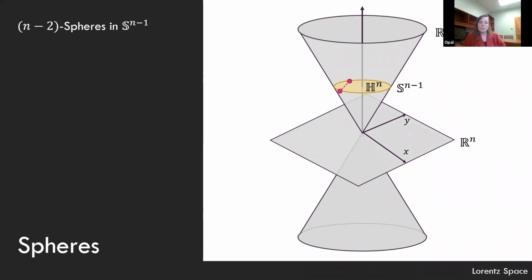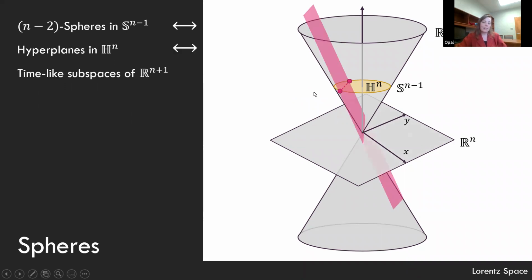If we're looking at an n-2 sphere in the n-1 sphere, in our picture that looks like just these 2 points, because this is S1, so our n-2 sphere is represented by those 2 points there. Then within hyperbolic n space, that's going to pick out a hyperplane to go with it. And that in turn is going to correspond to a time-like subspace that intersects that hyperbolic n space as that hyperplane. And we complete this by getting to space-like unit vectors.